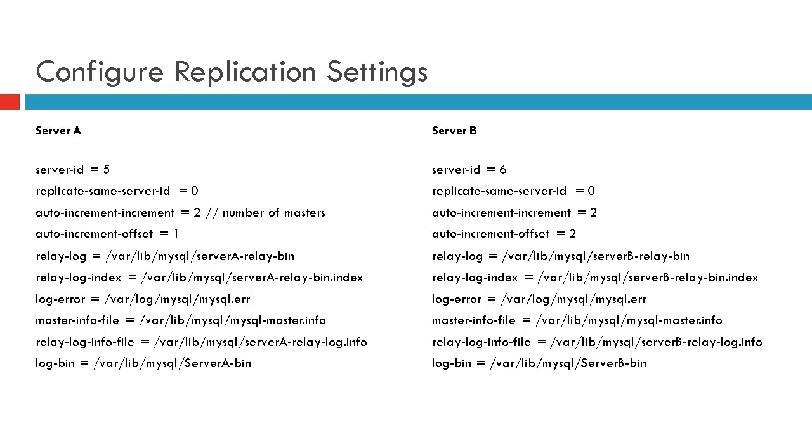The next option is the auto increment offset. This setting determines the starting point for the auto increment column values. The default value for the auto increment offset is 1.